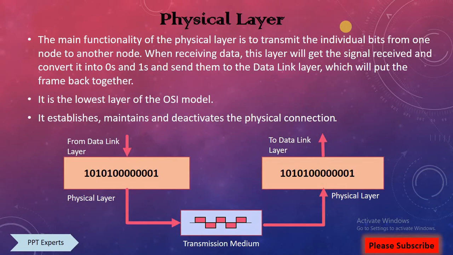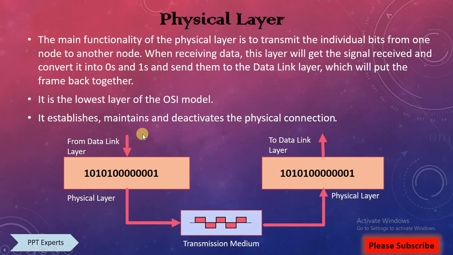Now we'll see physical layer. The main functionality of physical layer is to transmit the individual bits from one node to another node. When receiving data, this layer will get the signal received and convert it into 0s and 1s and send them to the data link layer, which will put the frame back together. It is the lowest layer of the OSI model, and it establishes, maintains and deactivates the physical connection.